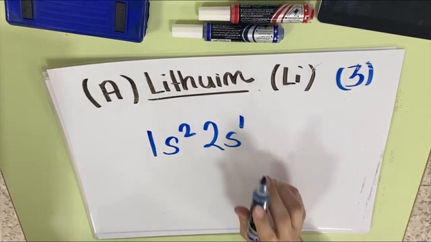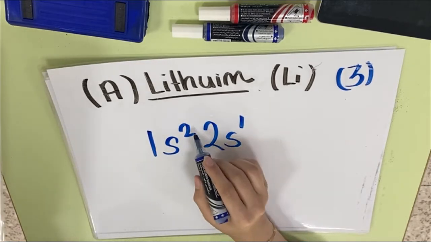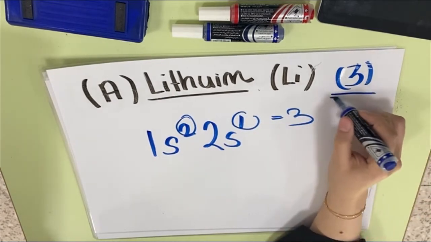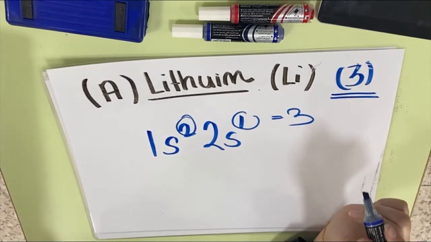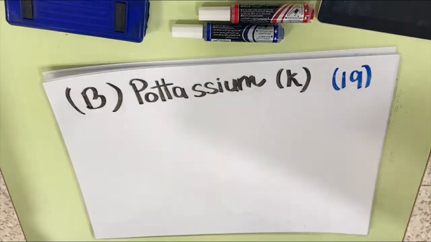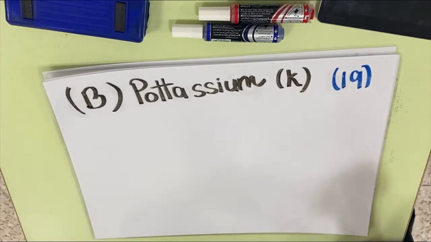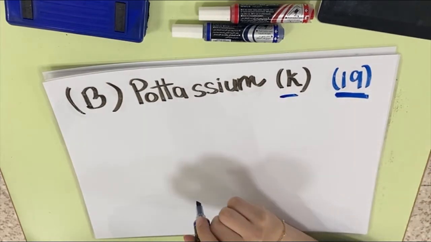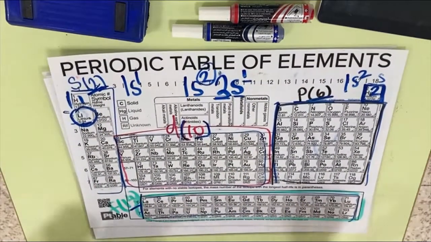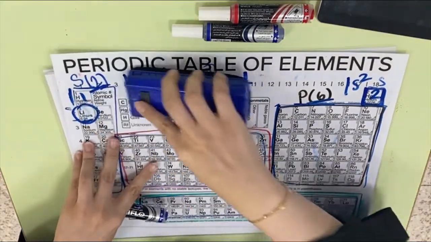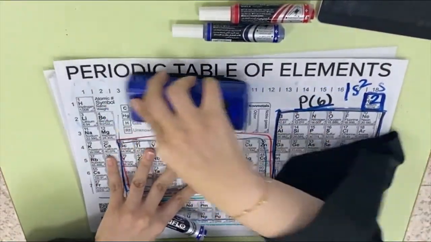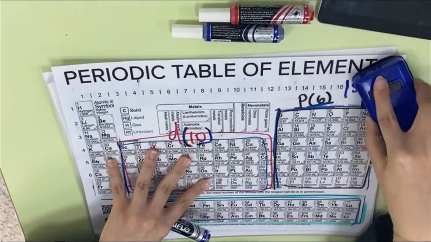We have to check the number of electrons. 2 plus 1 equals 3. Number of electrons in the periodic table is 3. Our second example is potassium. K. Keep in mind the atomic number is 19. I'm also going to show you how we solve this one, and then you are going to practice on your own. First of all, like I said, we should locate this element.